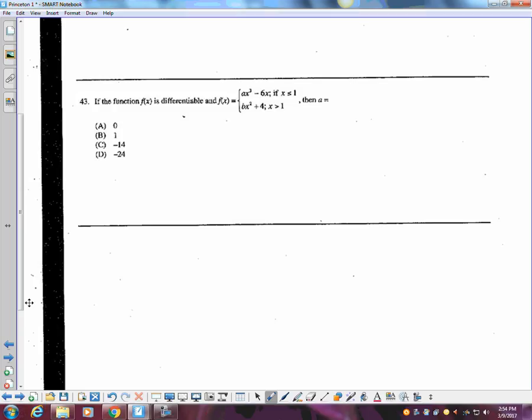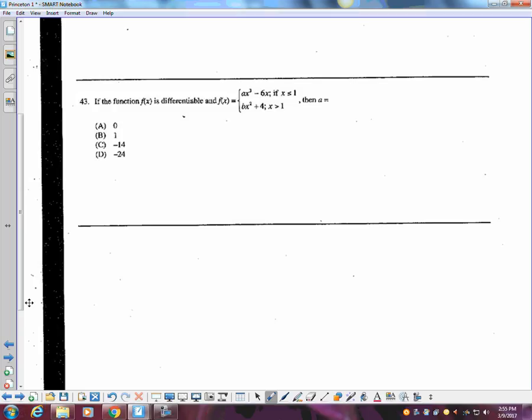Okay, if the function is differentiable, and that gives you f of x, then I'm looking for a. Guys, we got a's, we got b's, and we got x's. What did I say earlier about differentiable? Their derivatives have to equal each other at that spot.